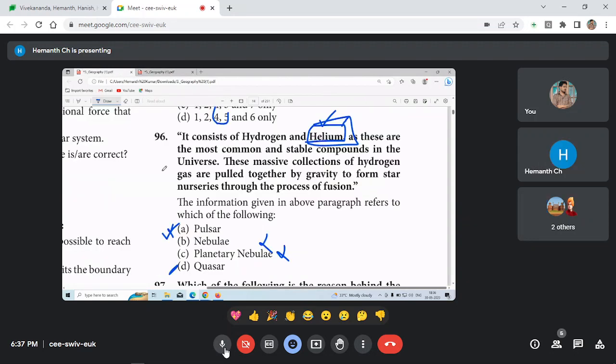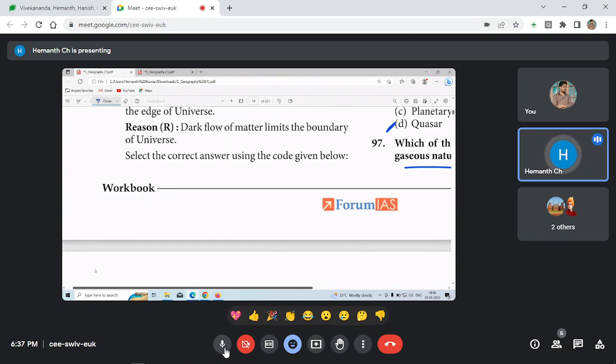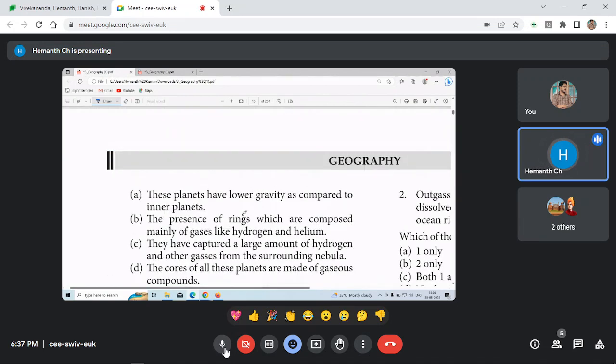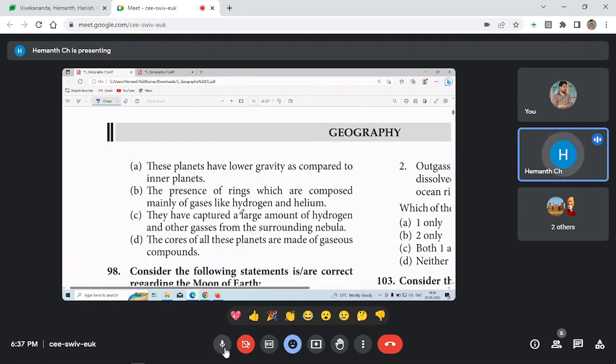Next. Which of the following is the reason behind the gaseous nature of outer planets? Gaseous nature of the outer planets. These are outer planets, like Jupiter. These planets have lower gravity as compared to the inner planets.